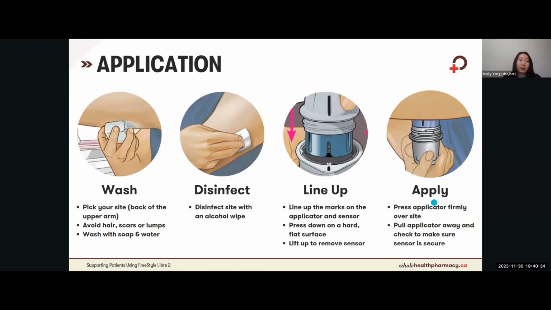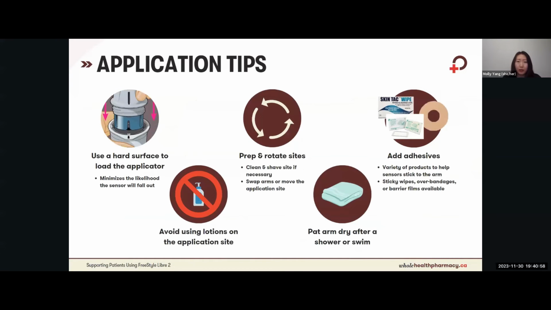On this slide, we've summarized some of the steps for application. We won't go into it in depth, but in general, you want to make sure that the patient's arm is clean and dry. You want to make sure you load the device properly following these instructions, and you'll get these slides at the end of the presentation. Then you want to firmly apply the sensor on the arm. Sometimes patients may experience some issues with the application, and common tips include rotating sites when replacing the sensor, making sure the skin is clean and dry, and avoiding lotions for best adhesion. If patients are having a lot of issues with the sensor sticking, they can add on an adhesive or an overpatch to help the sensor stay on.